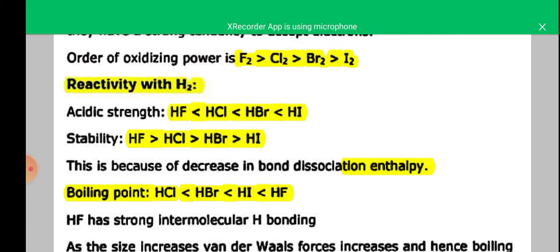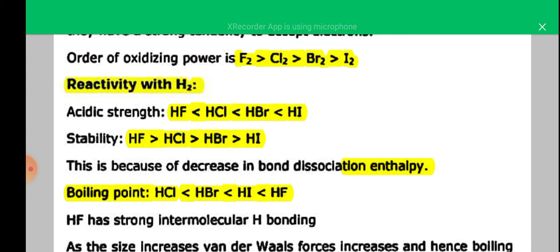So acidic strength is in the order HF less than HCl less than HBr less than HI, and the stability order is just the reverse. HF is more stable than HCl, which is more stable than HBr, which is more stable than HI.